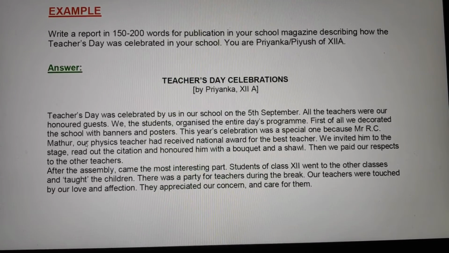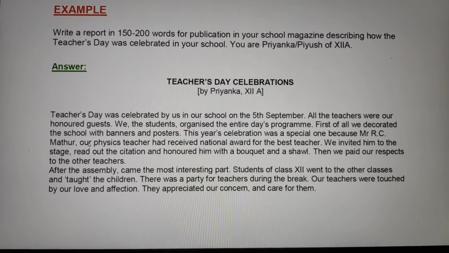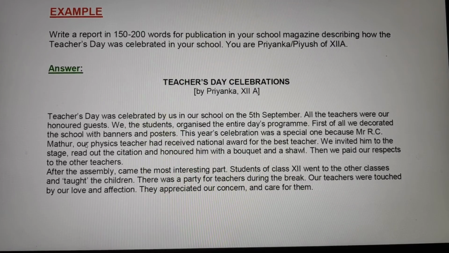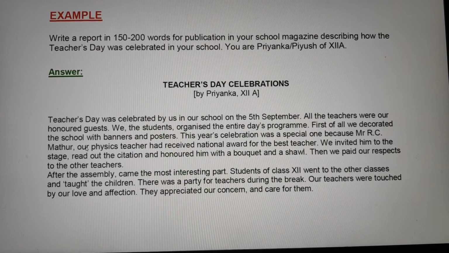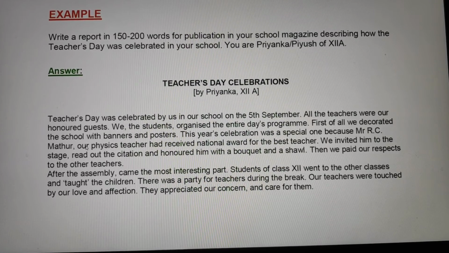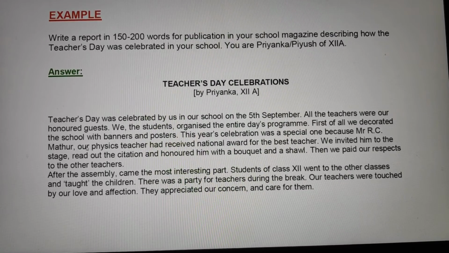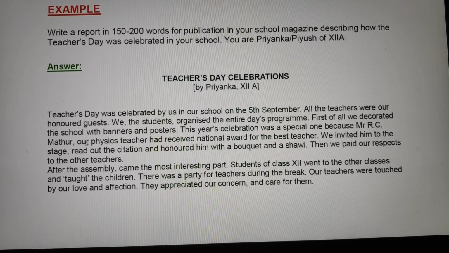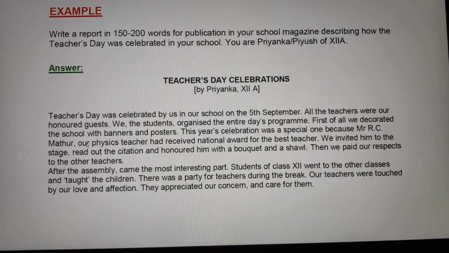Students, we will just see one example of report writing. Write a report in 150 to 200 words for publication in your school magazine describing how the Teachers' Day was celebrated in your school. You are Priyanka Piyush of 12th A. Keeping into account the format, first we will put the event's name, that is Teachers' Day celebrations. Then byline by Priyanka 12th A.